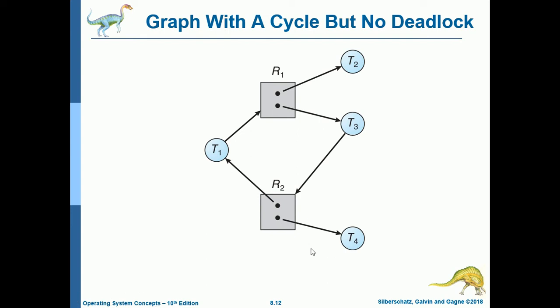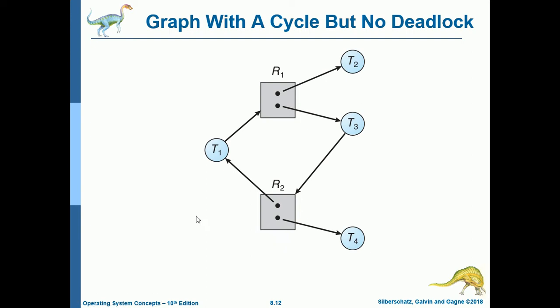Then next we have hold and wait. T sub 1 already has resources, of course R sub 2, and T sub 1 is waiting for resources that are held by other threads or processes. R sub 1 is needed by T sub 1, and it is held by T sub 2 and T sub 3. And also, T sub 3 already has a resource of R sub 1, and it needs an additional resource, R sub 2, which is held by T sub 1 and T sub 4. So it also has hold and wait.